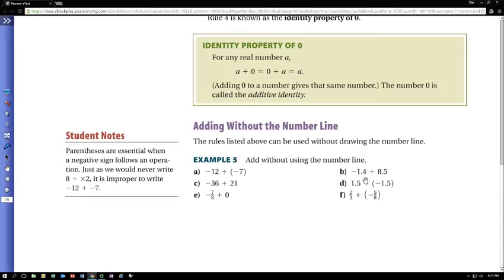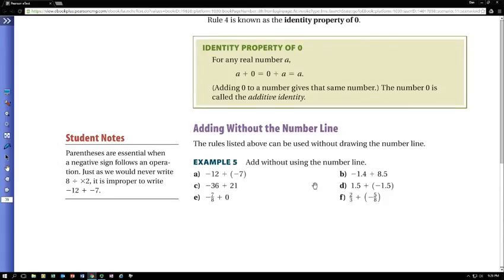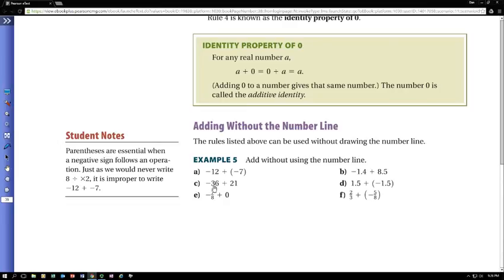Where B, I go a smaller distance to the left, and then I go to the right a bigger distance. What's the sign of this one? It's going to be positive. Now, it's not going to be 1.4 plus 8.5 and say positive, because I went to the left. It takes me 1.4 to get back to 0, so it's going to be 1.4 less than 8.5 on the positive side. In other words, you subtract those and have a positive. This one, I go 36 to the left, 21 to the right. Am I going to end up in a positive or negative? It'll be negative.